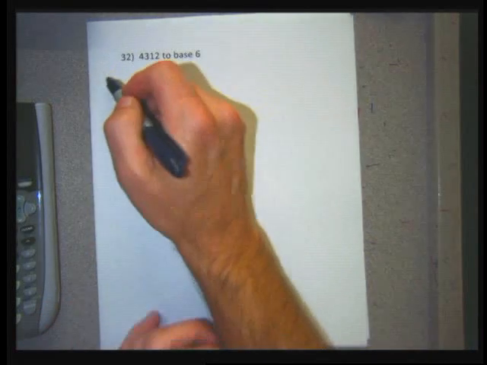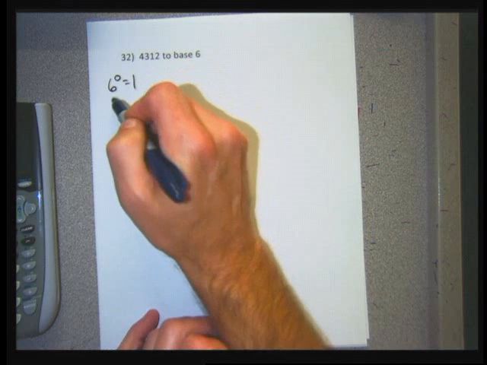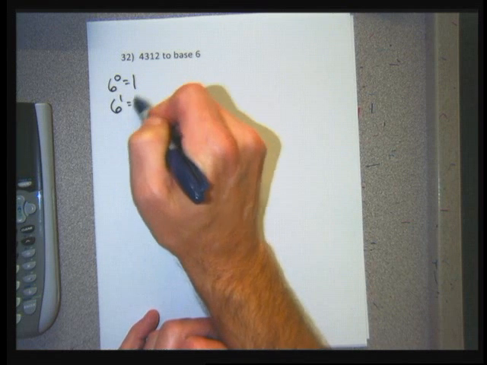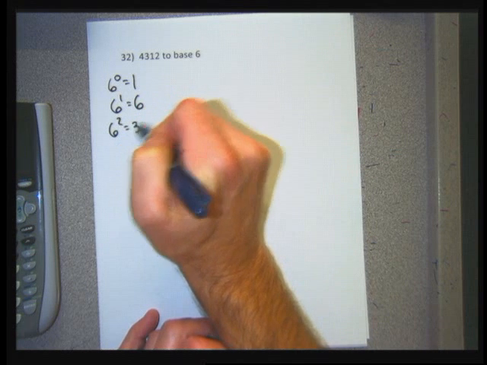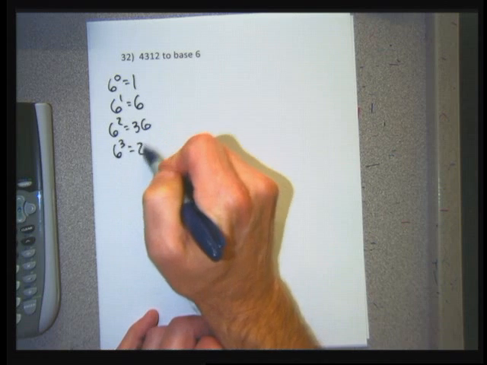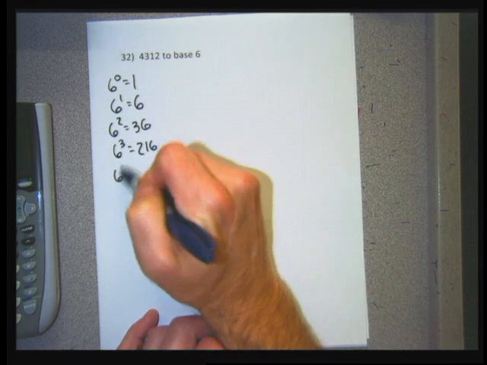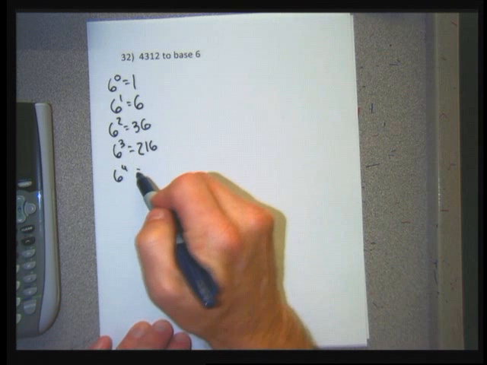32 is a nuisance because 4,312 is a big number. I don't know my powers of 6 really well. But for each one of these problems, I start off exactly the same way. I start writing the powers of the base, and when I don't know the powers of the base, I use my calculator.